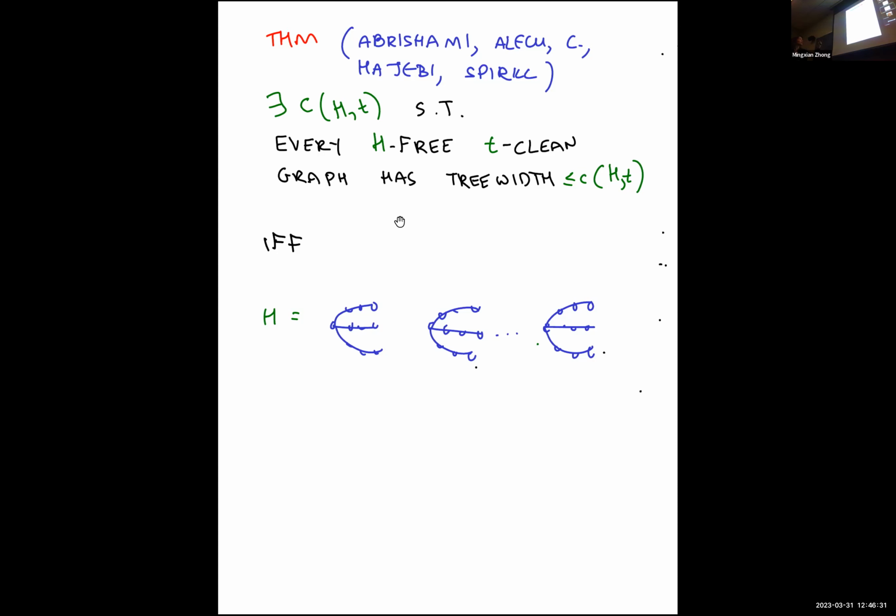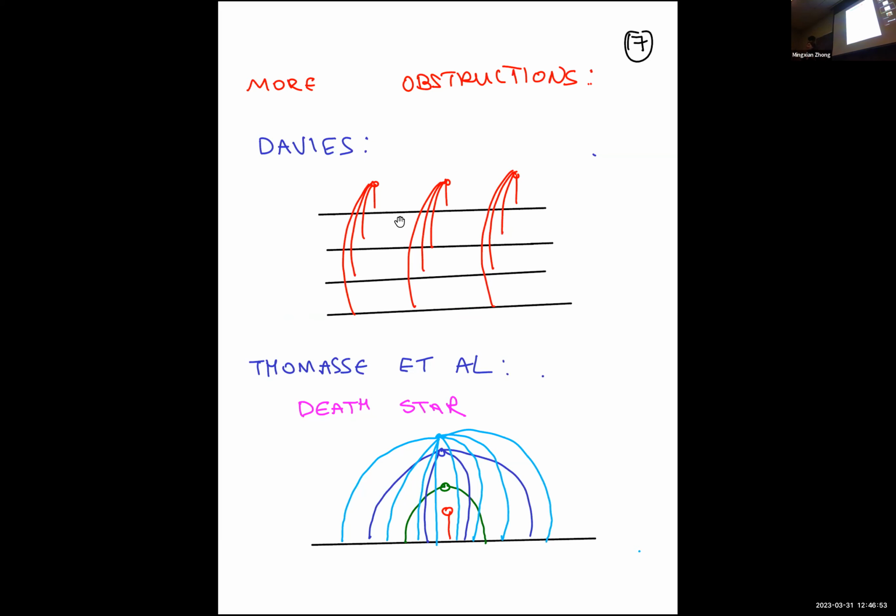Now, the reason we know this is the if part: that strange theorem I showed you. For the only if part, we needed other obstructions. We're not going to get this from, I mean, we already excluded T-clean. We're already excluding the T-basic obstructions. We're not going to get any more only-if facts. But in the meantime, people have been working hard, and they came up with a bunch of other families of unbounded treewidth. So I'll explain all that, but I'll show you a picture. This is called the Death Star.